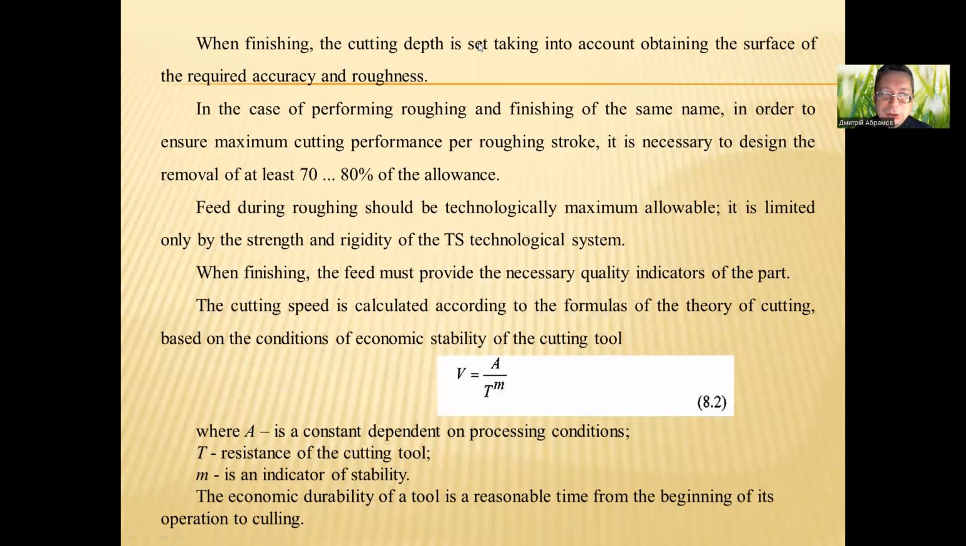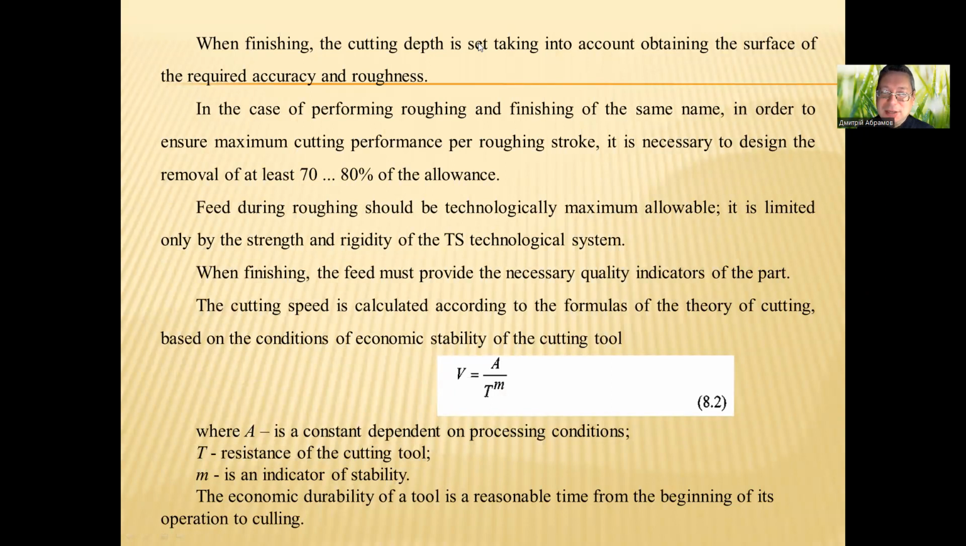Feed during roughing should be technologically the maximum allowable. It is limited only by the strength and rigidity of the technological system. When finishing, the feed must provide the necessary quality indicators of the part.